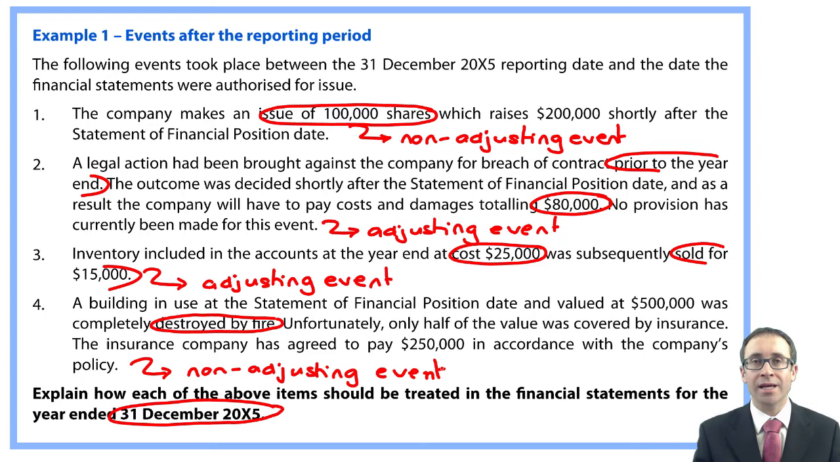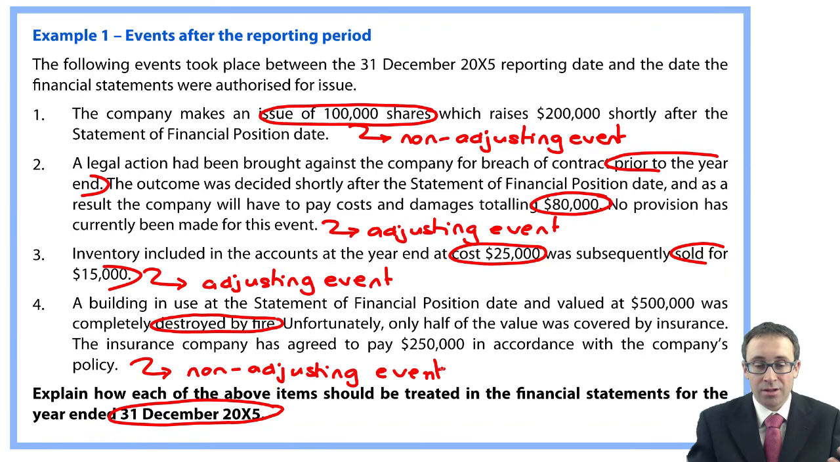So you would disclose the nature: what happened, what building was destroyed, what it was valued at, and also the financial effect, thinking about the fact that $250,000 is going to be recovered from the insurance company. The other $250,000, the remaining value of the building, will just have to be written off and will be an expense, or if you like, an impairment of the building in the following year, following on from the reporting date. So they're just four examples.